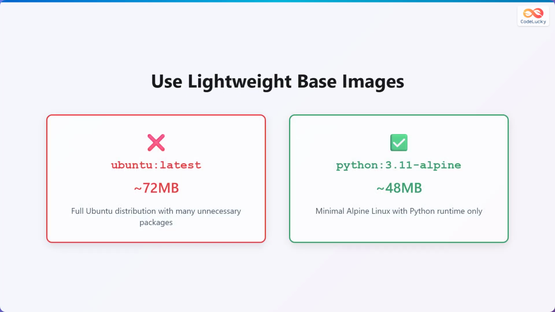Selecting the right base image is the first step to reducing image size. Instead of using a full Ubuntu distribution, consider a minimal Alpine Linux distribution. For example, Python 3.11 Alpine, which provides only the necessary Python runtime environment. This significantly reduces the image footprint.